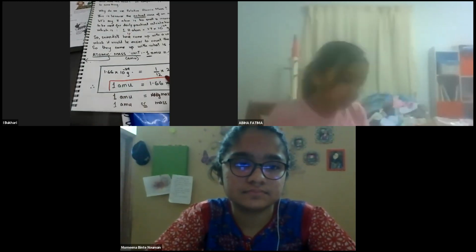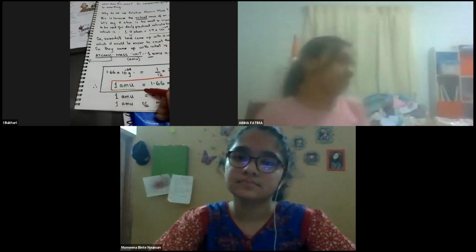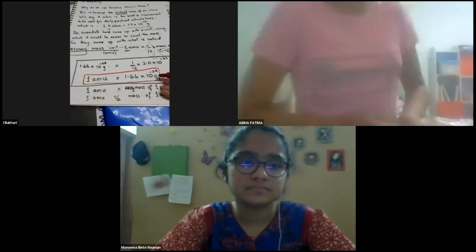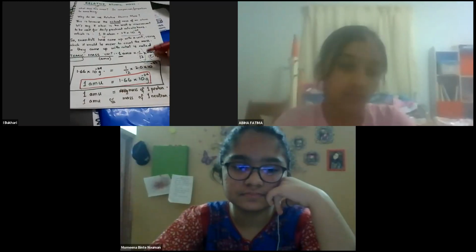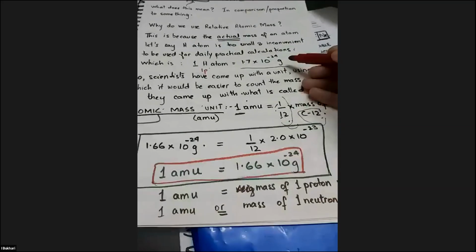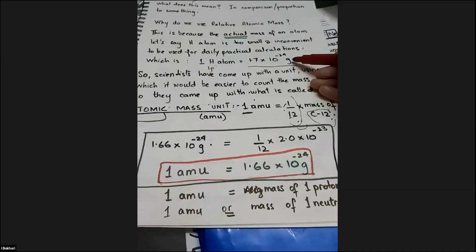So this whole thing, 1 atomic mass unit, is equal to the mass of 1 subatomic particle, which can be either a proton or a neutron. So 1 atomic mass unit is the mass of 1 proton or the mass of 1 neutron. So remember, when we are measuring the mass of an atom or a subatomic particle, we do not use the unit grams. We use the unit AMU.